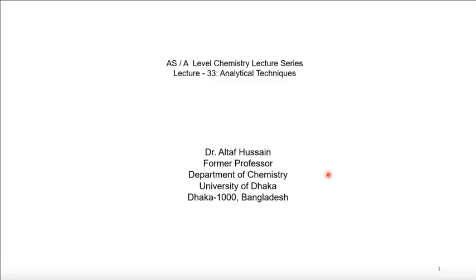In AS level, the third paper is on analysis, and in A level, the fifth paper is on analysis. In the analysis, we have to know different techniques of analysis. So we start with the AS level third paper analysis syllabus.